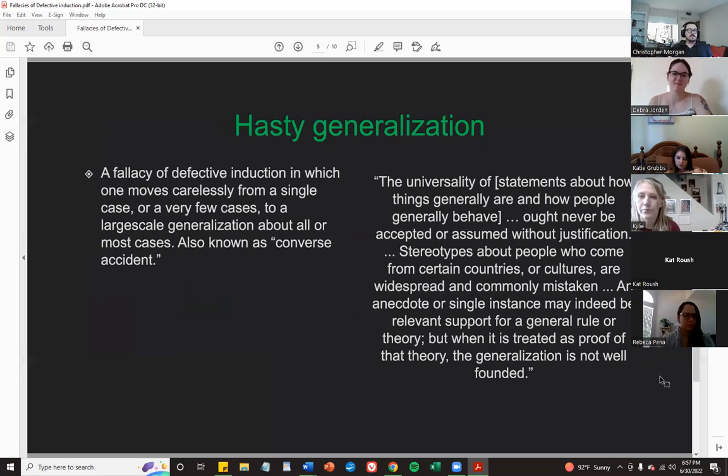The hasty generalization, a fallacy of defective induction in which one moves carelessly from a single case or very few cases to a large-scale generalization about most cases, known as converse accident. This is related to a fallacy we'll talk about next time called accident, which is the misapplication of a rule to a specific case. They're opposites of each other. One is reasoning from the particular to the general. The other is reasoning from the general to the particular.